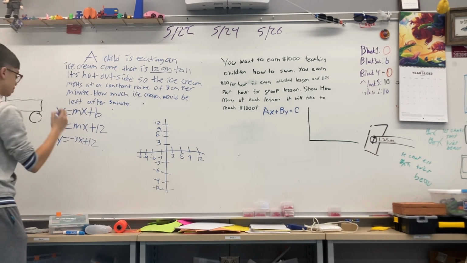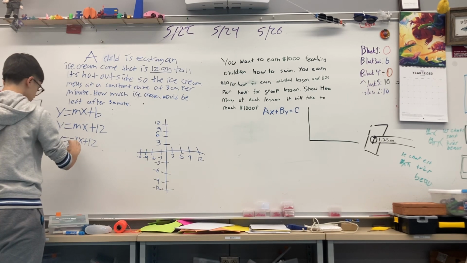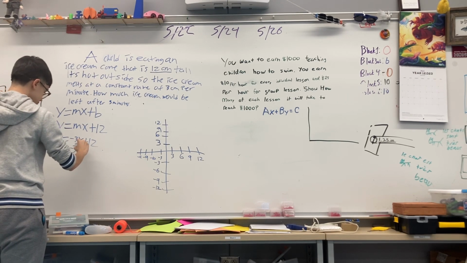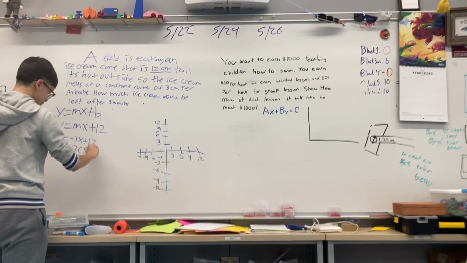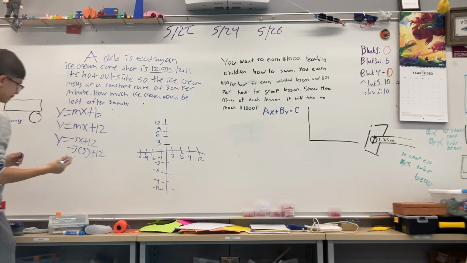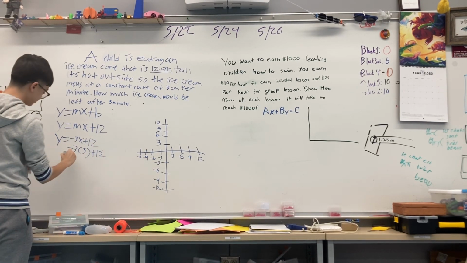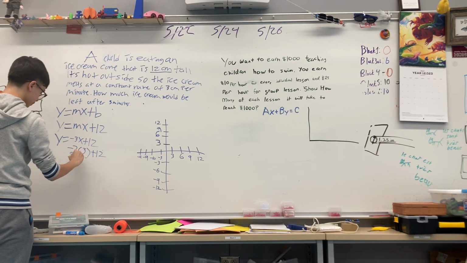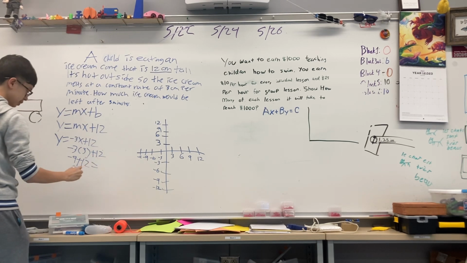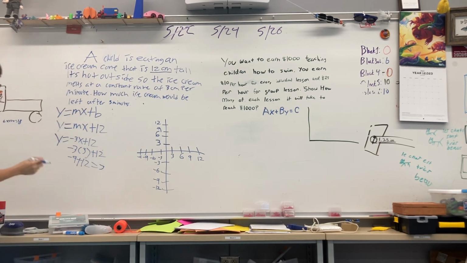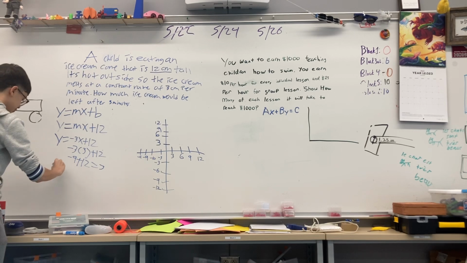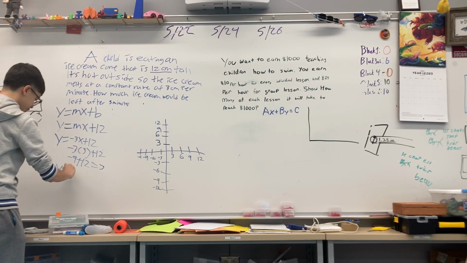So we do negative 3 times 3 plus 12, which, negative 3 times 3 would be negative 9. Negative 9 plus 12 is equal to 3. So our y would be equal to 3.